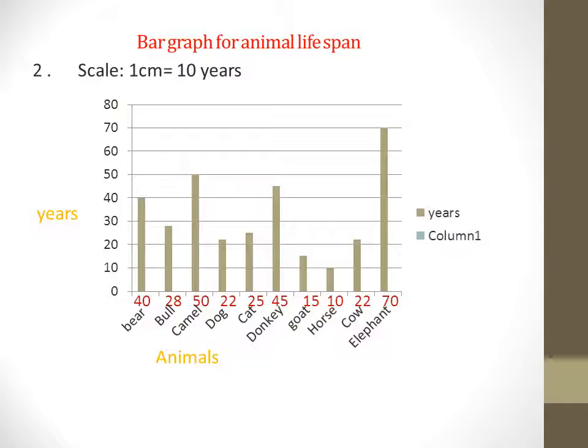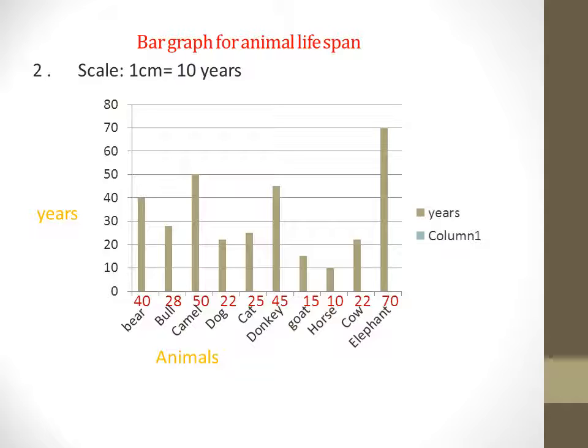Actually, we are representing the data on graph paper, which is not available here, so for understanding I am taking 1 centimeter as 10 years. On one side I am taking years, and on the other side animals. Bear's lifespan is 40 years. Observe here, 10, 20, 30 and 40, so 40 years is closed. Next, bull, 28 years.